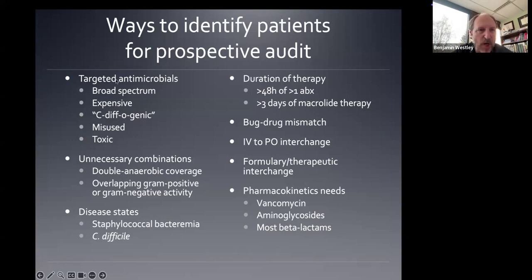You can look for broad antimicrobials or double coverage that's not necessary. Certain disease states, like staphylococcal bacteremia, are dangerous and need to be treated a certain way. That could be a trigger. For duration of therapy, you could have the computer trigger you if a certain amount of antibiotics have been given for a certain duration of time. Or the system can even trigger you if something can be switched orally from IV, for example. So there are many ways to target this, and this will be different, again, based on the size of the facility and resources available.